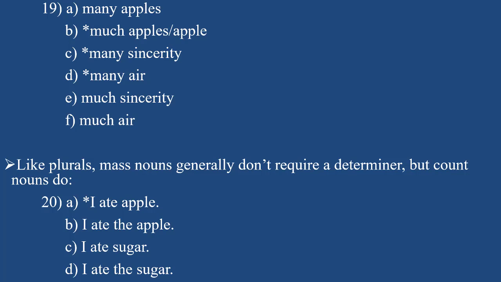Like plurals, mass nouns generally don't require a determiner, but countable nouns do. I ate apple, no; I ate the apple. I ate sugar; I ate the sugar. So this is mostly, but not a final rule. This is generally the case.